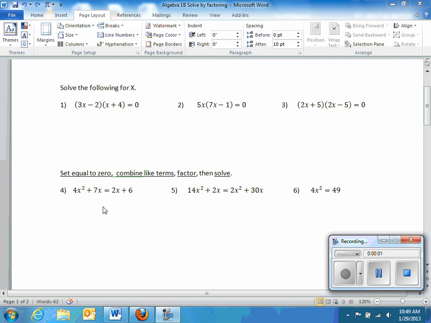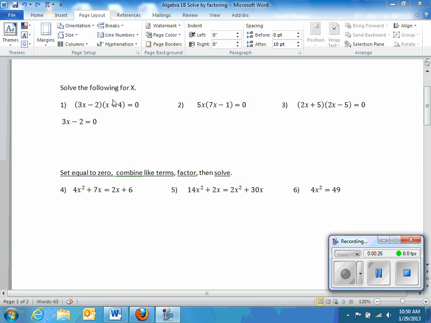All right, this is the answer key to solving equations by factoring. We're going to start off with these three problems here. These three problems are already factored, so it's much easier. We're trying to figure out a value for x that I can plug in here and here that would make this equation equal to 0. Remember, anything times 0 equals 0.